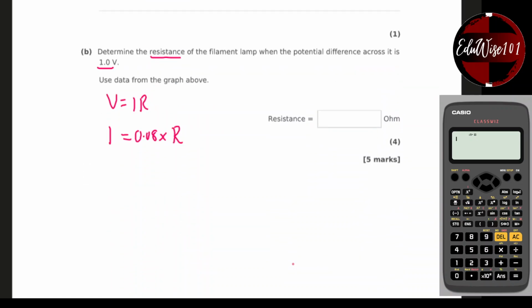So rearranging the equation, divide both sides by 0.08. Resistance is 1 over 0.08. So that's 1 divided by 0.08 gives me 25 over 2, which is 12.5. 12.5 ohms.